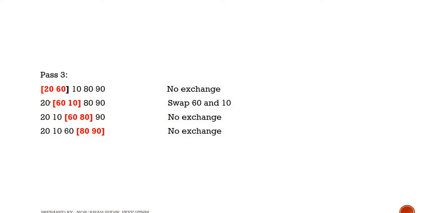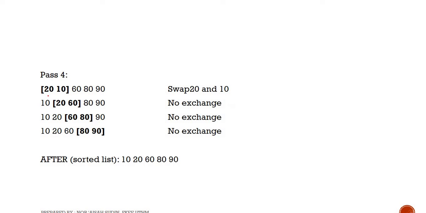Again, we do the same process. 20 and 60, no exchange because 20 is less than 60. Now we compare index 1 and index 2. We need to swap the numbers because 60 is greater than 10. Now we compare 60 and 80. We don't have to do the swapping, no exchange. Then we compare 80 and 90, no exchange because this is already in order. However, the list is still unsorted, so we move to pass 4.